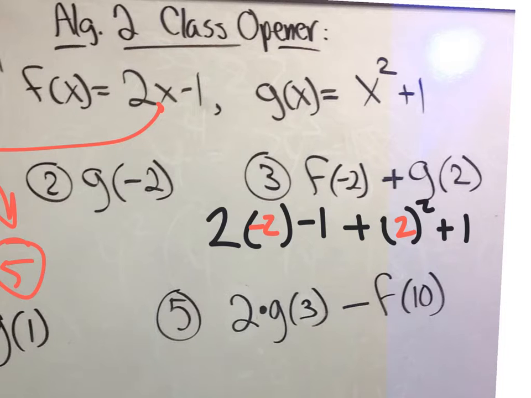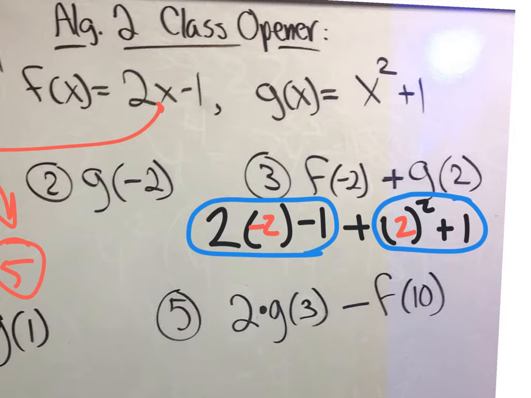Okay, so we're going to first figure out f of negative 2, and then we're going to figure out g of 2, and then we're going to add both answers together. So f of negative 2, you do 2 times negative 2, that's negative 4. Negative 4 minus 1, that would be negative 5. And then over here you have 2 squared, which is 4, plus 1, that's positive 5. And we are adding them. So negative 5 plus 5, final answer is 0.